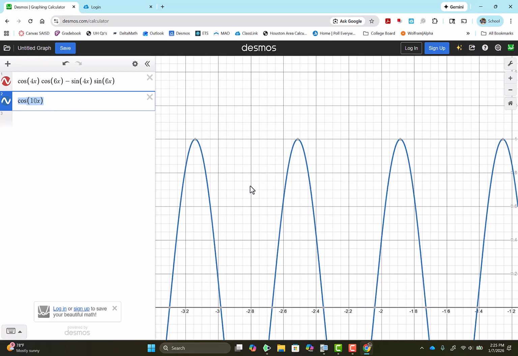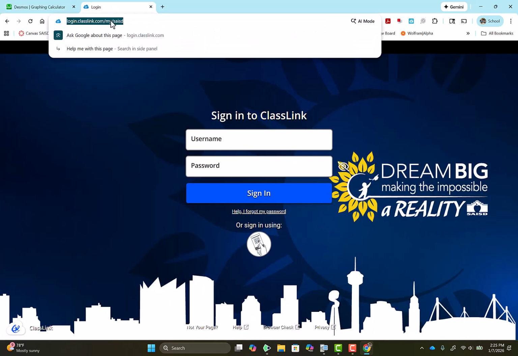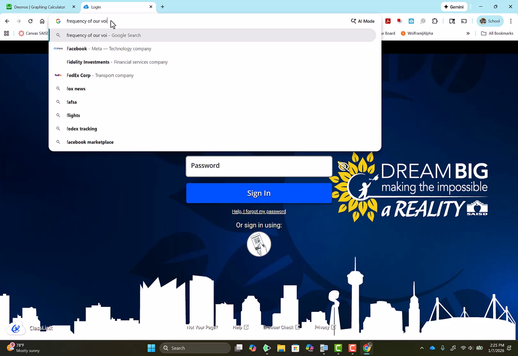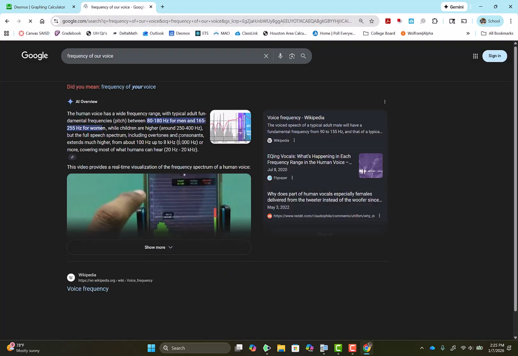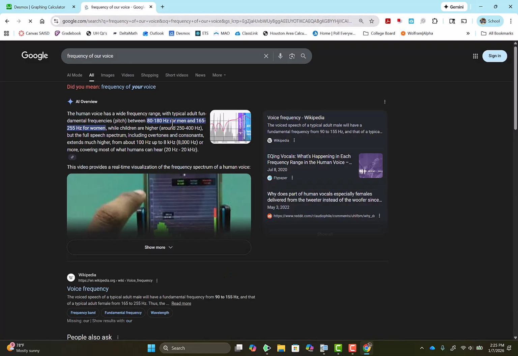So why is this important? Guys, waves are all around us. When we're talking, this is a sound wave with a frequency. I think it's 60 hertz. I don't remember. Maybe Google it. What's the frequency of our voice? Okay, never mind. Between 80 and 180 hertz for men and 165 to 255 hertz for women, because you guys can have higher pitches, right? So there it is. Check it out. You can just Google anything nowadays.